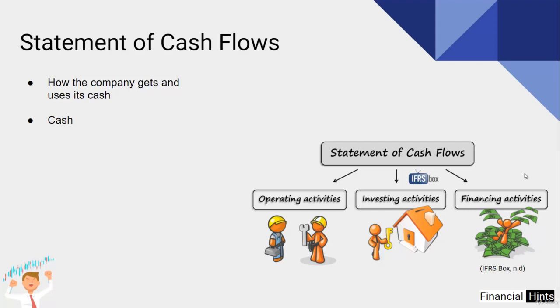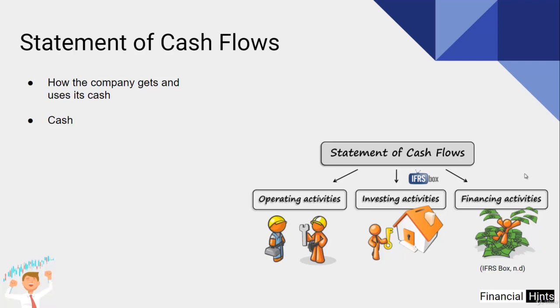So the other statement is the cash flow statement, and it is telling us where all the cash of the company goes. It can go to operating activities, investing activities, and financing activities. It doesn't only tell us where the money goes, but also where the money comes from, right? So we use the cash flow statement to have a look at where money is going.